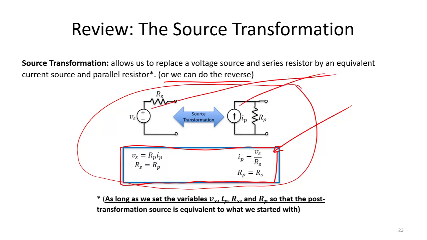Also pay attention to the orientation of the source. Remember that the positive terminal of the voltage source and the direction that our current arrow is pointing, that needs to be kept consistent after the transformation is complete. Also remember, in order to do source transformation, our circuit elements must be linear, which is generally the case for our class.